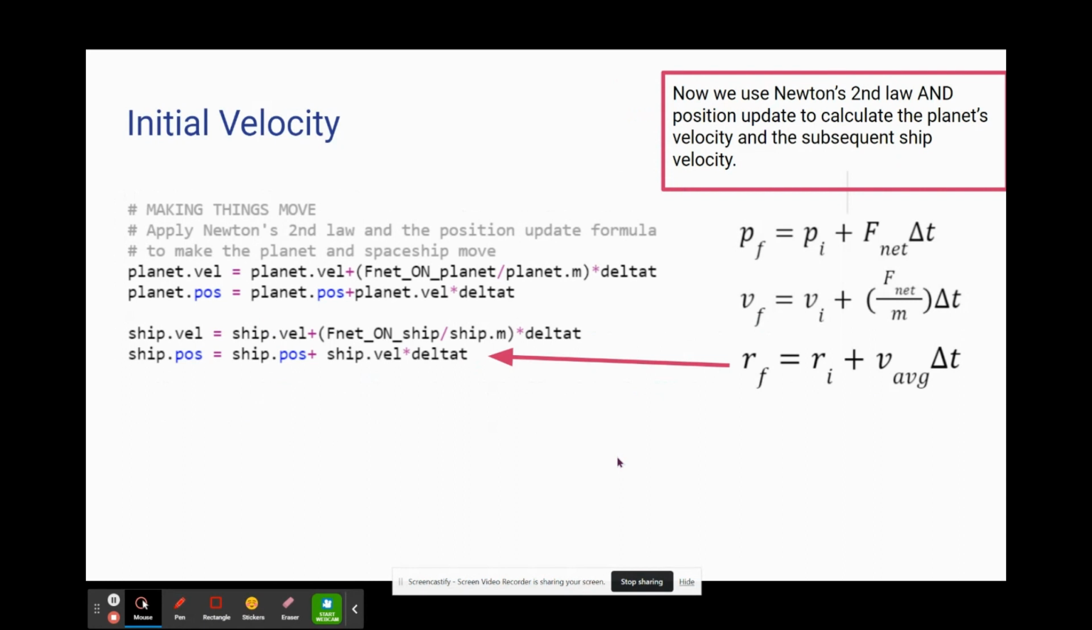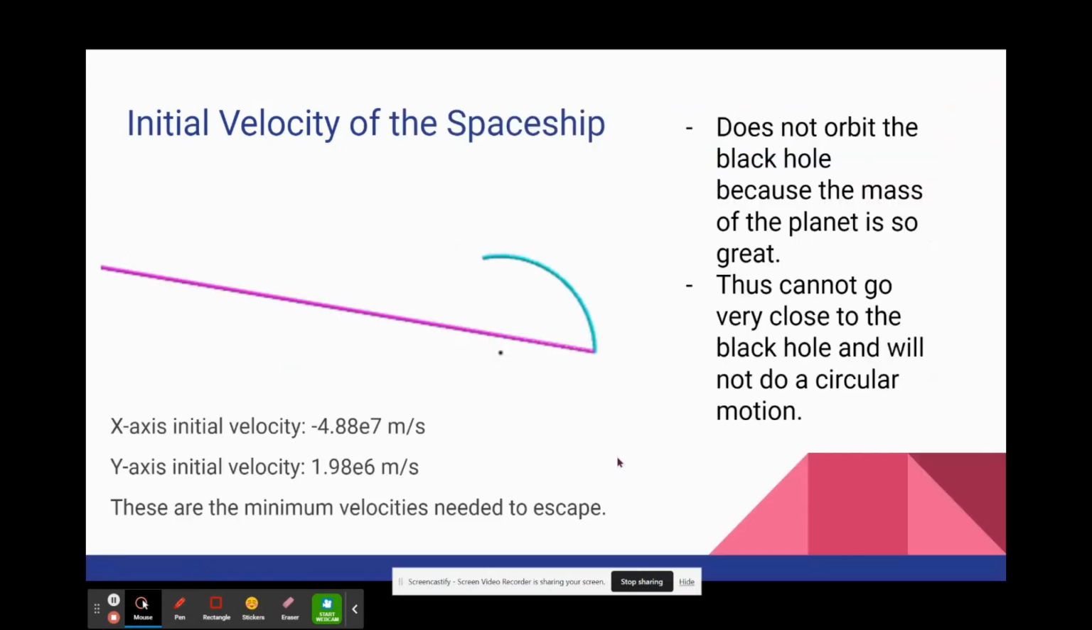And then lastly, we use Newton's second law and position update to calculate the planet's velocity and its subsequent ship velocity, where we rearrange to solve for initial velocity. So for my diagram, it found that it doesn't orbit the black hole because the mass of the black hole is so great, and it cannot go very close to the black hole and will not do a circular motion.